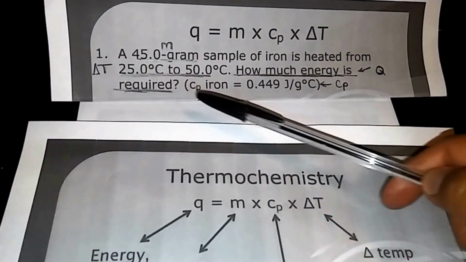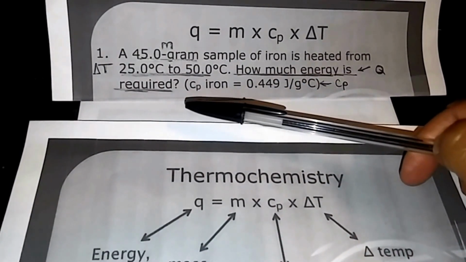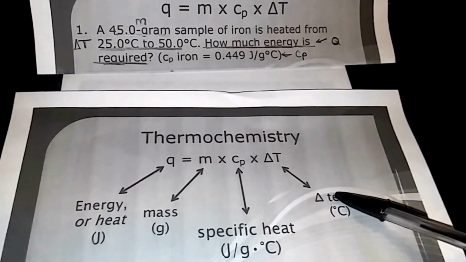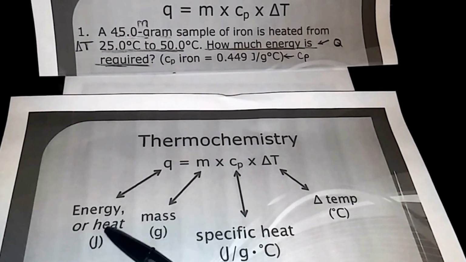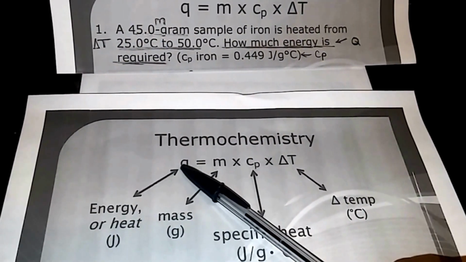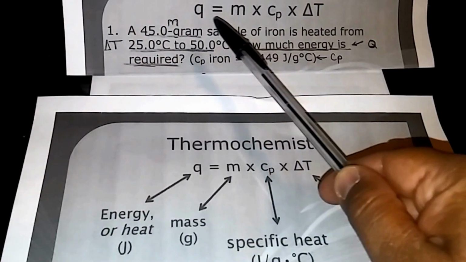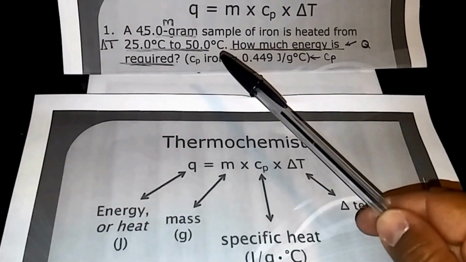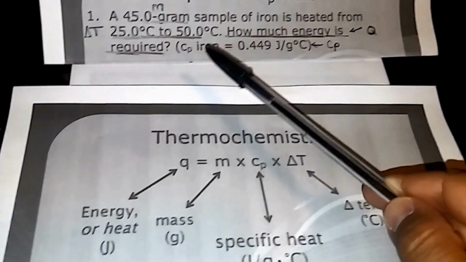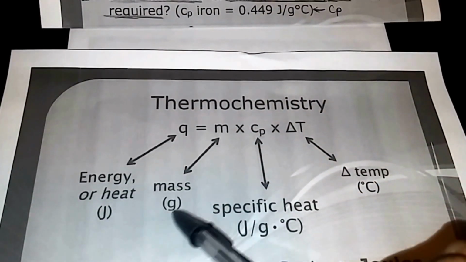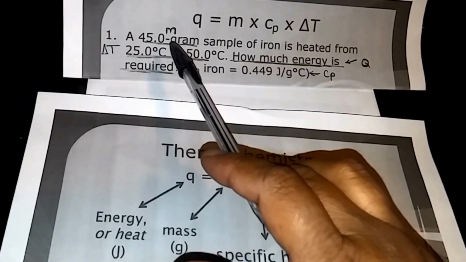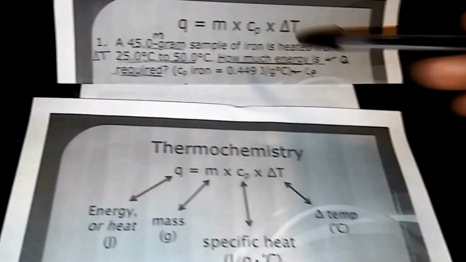Okay, so it says, first of all, how much energy is required. So remember that if you look at what everything stands for, Q stands for energy. So they're asking you for what's Q. Okay, so if you're looking for Q, that's our formula. Then it goes on to say that you have a 45-gram sample. Okay, so which variable deals with grams? It would be M for mass. So we know that the 45 grams is going to be mass.